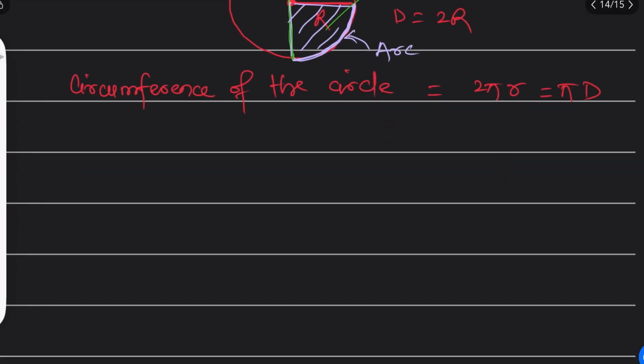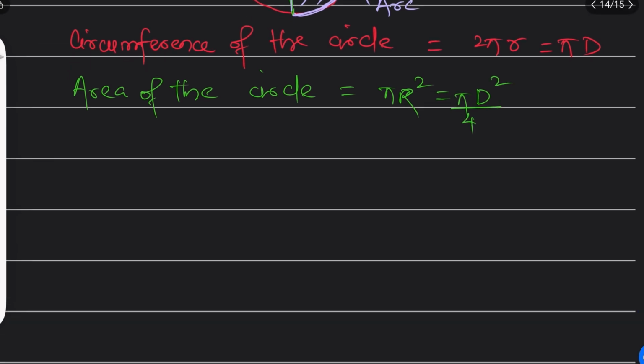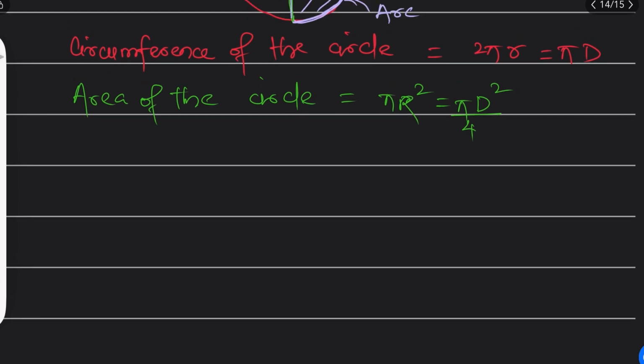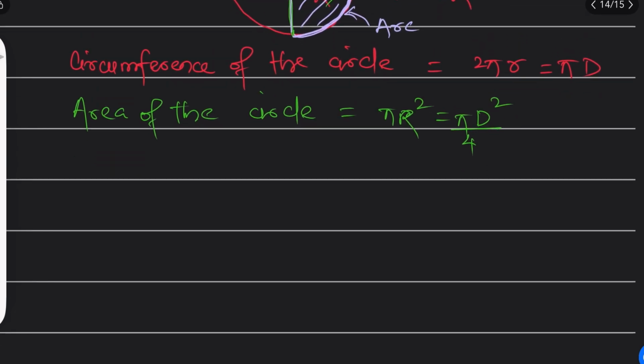Now, the circumference of the circle is 2 pi r or pi d. If I am talking about the area of the circle, the area of the circle is pi r square, or you can write pi d square by 4, because r is d by 2. Did you understand up to here in the circle? Fine. What is the equation of the circle? The standard equation of the circle I am writing. Equation of circle.